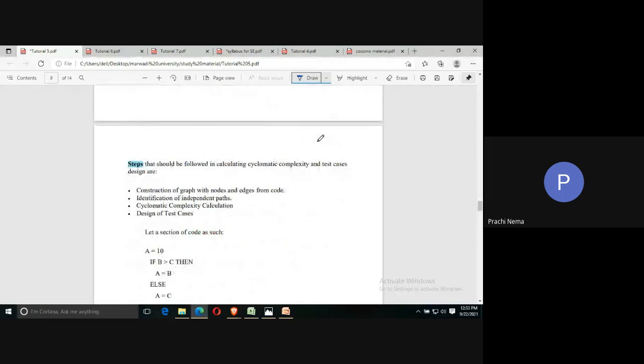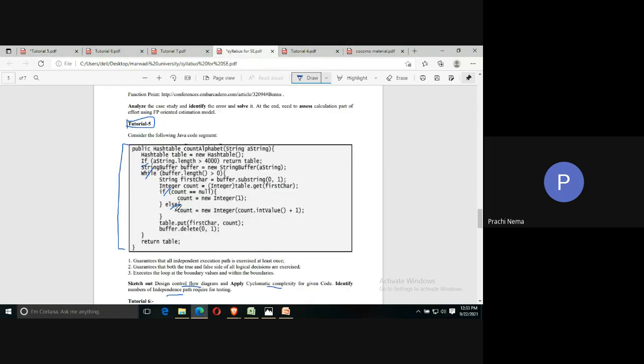Now, there are certain steps which you can follow to calculate this cyclomatic complexity. The first step is to construct the control flow graph with nodes and edges from the code which is given to you. Second is identifying the independent paths. Just now I told you what independent paths are. Third step is finding the cyclomatic complexity by doing the calculation. And fourth, if you want, you can design the test cases. So these are the steps.